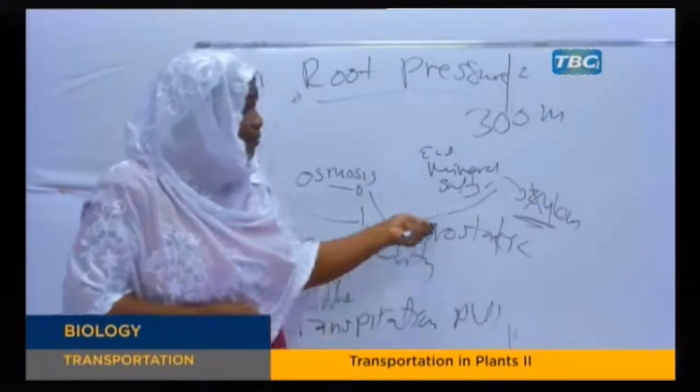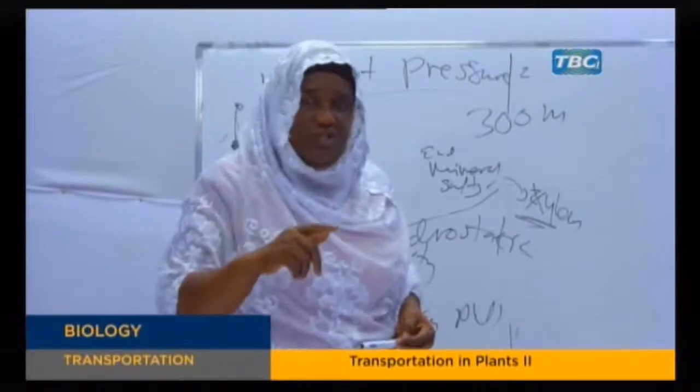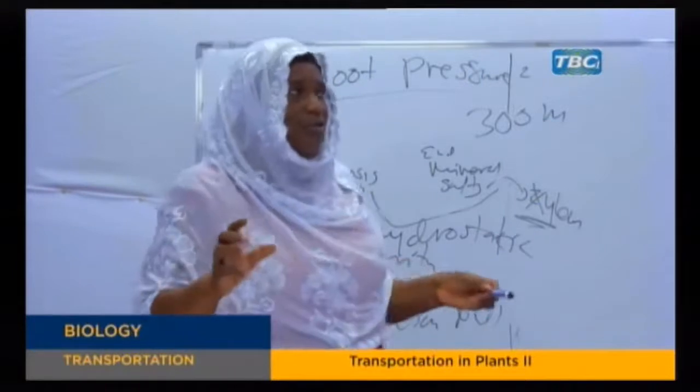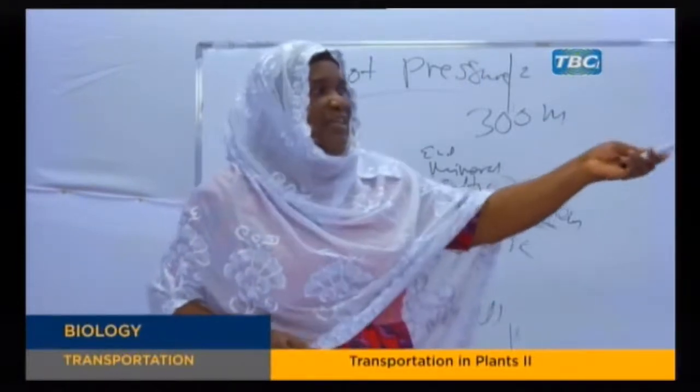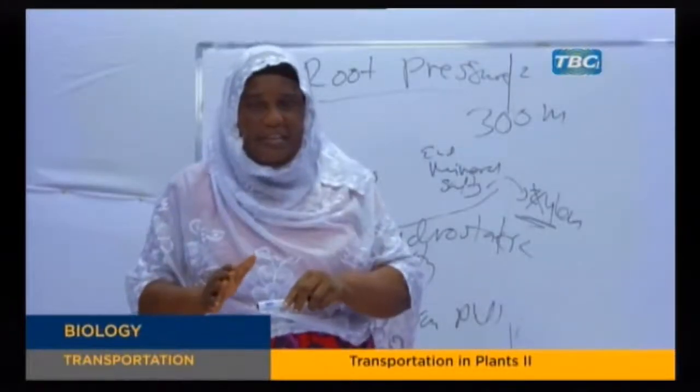As your homework, I gave you question number 3. Don't forget to do that question. Make sure that you do your work. The question says: with the help of a diagram, describe the paths of movement of water and mineral salts across the roots. Go and read.